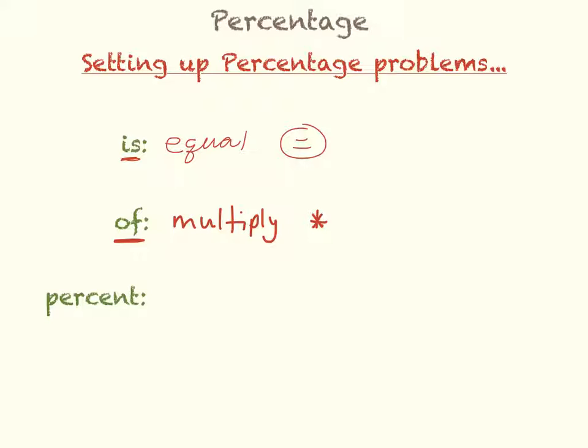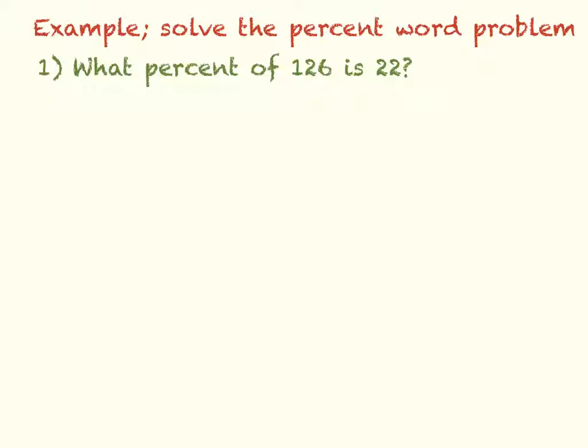And the last thing that we need to remember to do is percent. Whenever you see a percentage, you need to change it to a decimal. So you change it to a decimal in the problem, and then you can just type it in the calculator however you need to. And those are the important things when you're setting up a percentage problem. So let's do some examples to solve percent word problems.